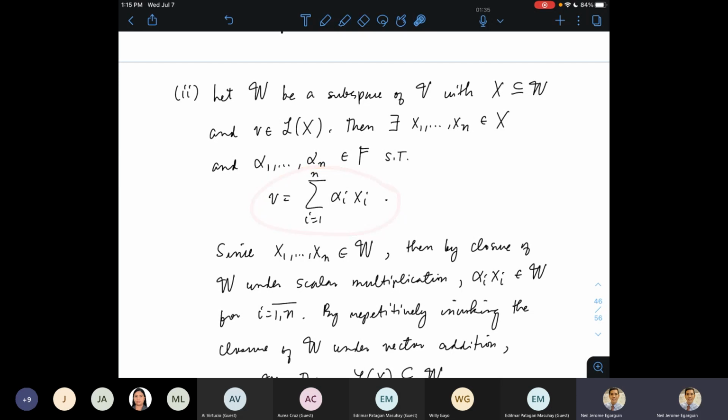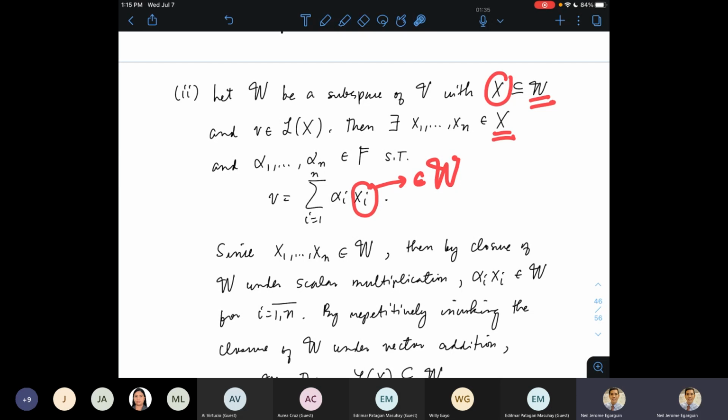Okay? Now, gusto ko mapakita to ay element ni W. Let's see how. Let's look at each of the addends or each of the terms. Well, what can we say about xi? Well, the xi's are element of big X. But big X is a subset of curly W. So, ibig sabihin, itong mga X sub i's ay na kay curly W din.